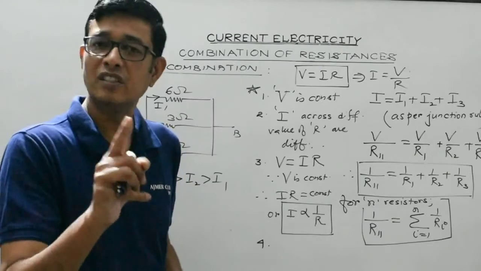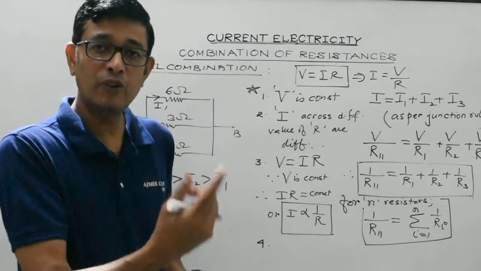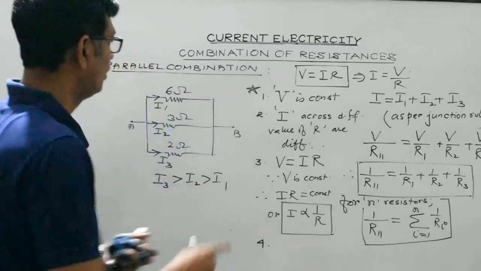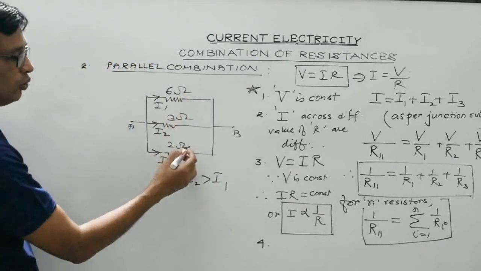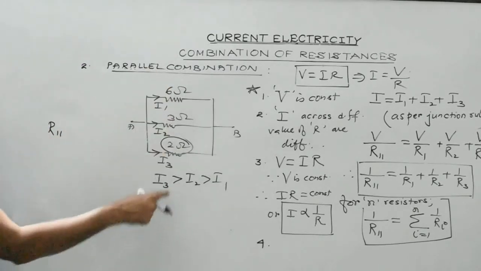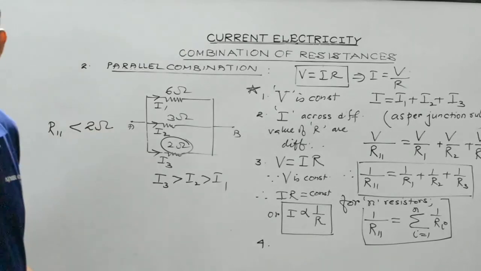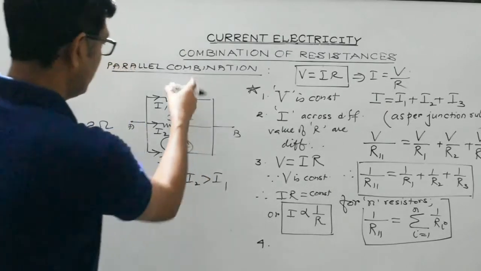The equivalent resistance in the parallel grouping is less than the minimum of the given value of resistance. So here between 6, 3 and 2, 2 is the minimum value. So here R parallel for this equivalent circuit would be less than 2 ohm. Understood, students? Let us solve it.